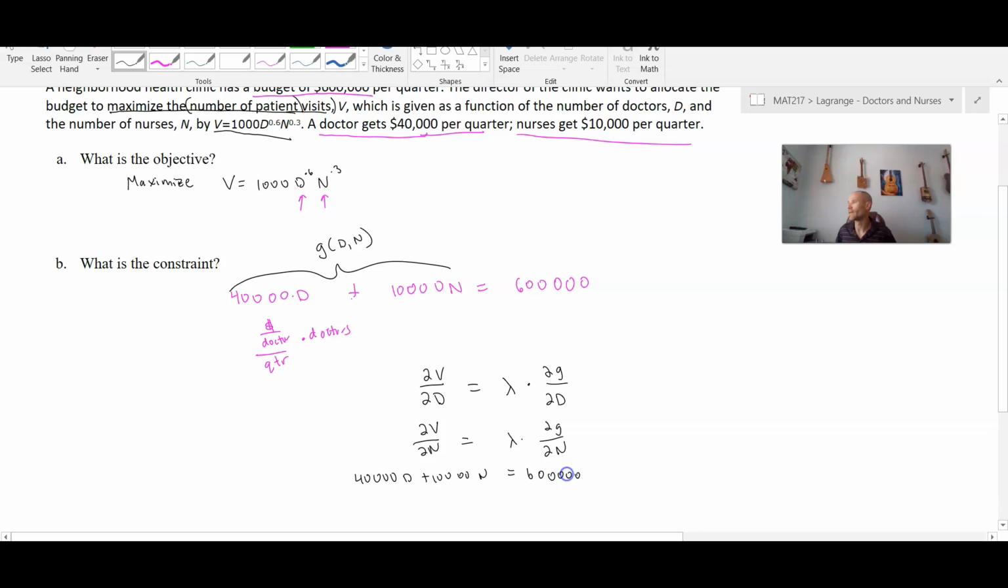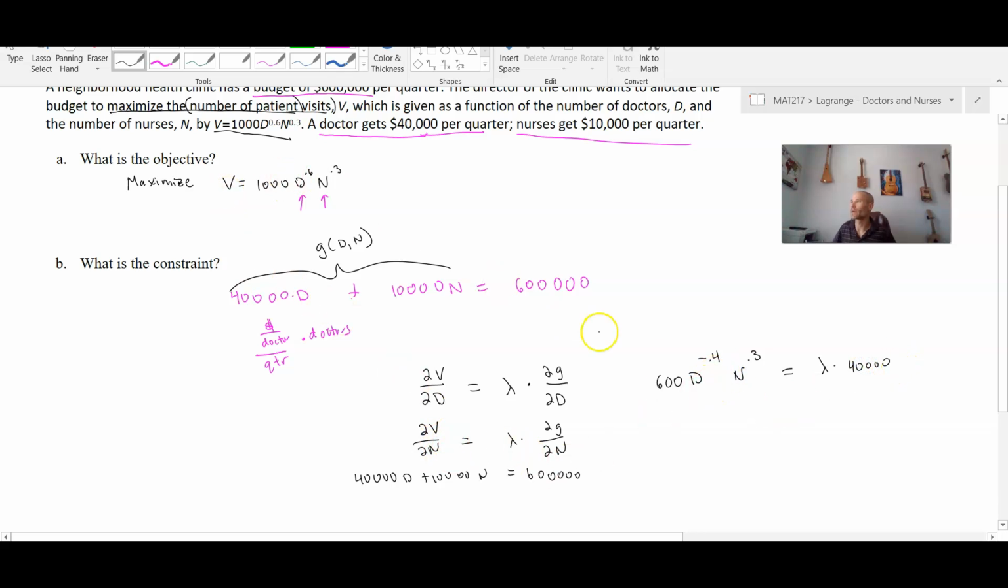All right, and next we need to find these partial derivatives, so we can, again, use Wolfram Alpha or some form of technology. The partial of this with respect to d will be 600 d to the negative 0.4 n to the 0.3, and that's going to equal lambda times the derivative of this with respect to d, which will be 40,000.